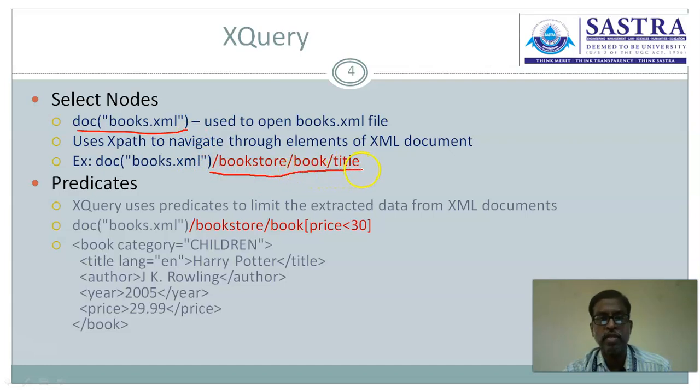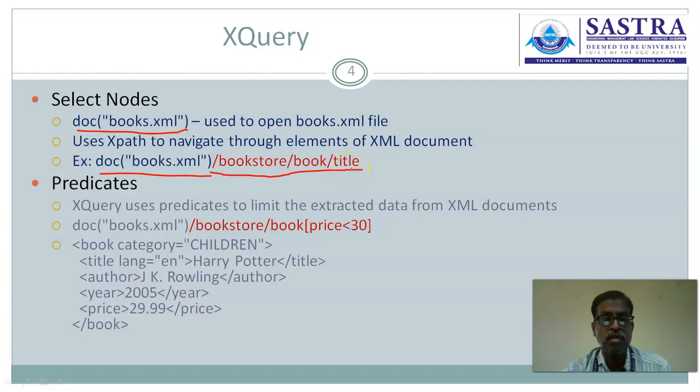Bookstore, book, title, node selection. We are using doc of books.xml, slash bookstore root element, slash book, the next sub-element, next level element slash title. So in this, all titles will be displayed. All titles will be displayed in the book element. Suppose four book elements are available, then obviously we have four titles. All four titles will be displayed.